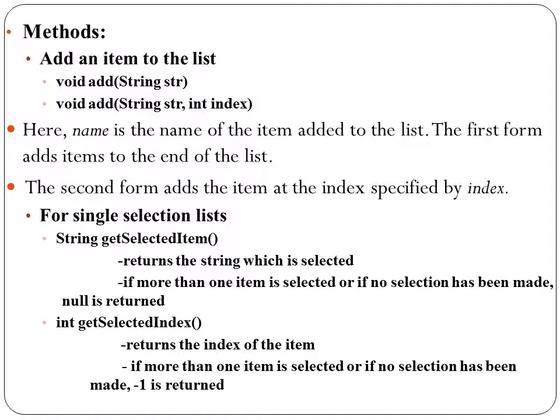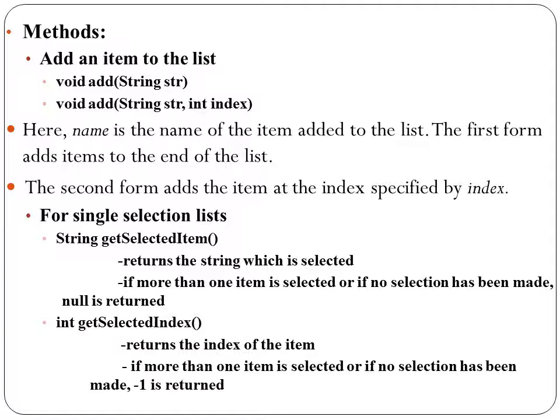Other methods are to add items to the list. We can use the add method. Also, it allows us to add an item at a specific position. For that, we can make use of the second method, add with str and index. The second form adds the item at the index specified by the index argument.